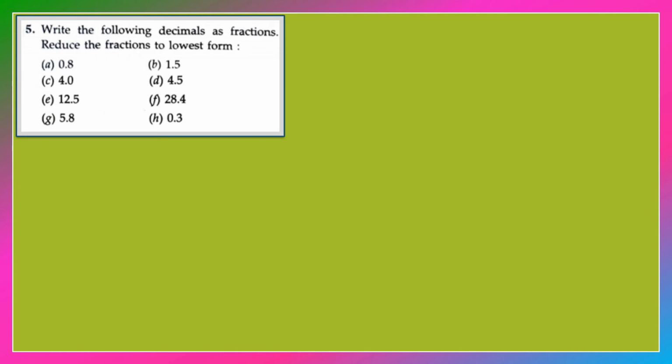Write the following decimals as fractions. Reduce the fractions to lowest terms. In this case, I'm going to solve for the D part, E part, and F part. Okay, friends, so now let's solve for the D part. That is 4.5.